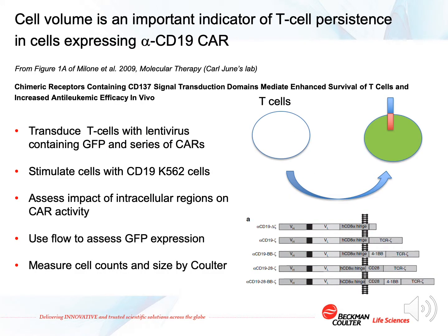In a subsequent study, Carl June's lab made an exciting discovery regarding the relationship of cell volume to T cell persistence. In this study, they made a series of chimeric antigen receptor variants which contained constant extracellular domains and a series of uniquely engineered intracellular regions along with GFP as an expression readout to monitor by flow cytometry. Following transduction of T cells with lentivirus harboring these CARs, the group stimulated the T cells with CD19 expressing K562 cells and then used flow cytometry to monitor expression of CARs on the cell surface and measured cell counts by the Coulter method.